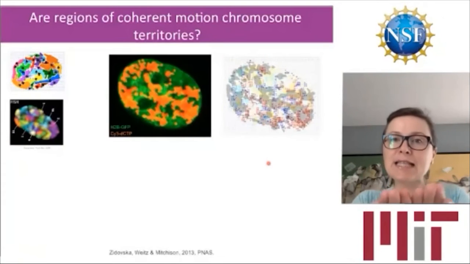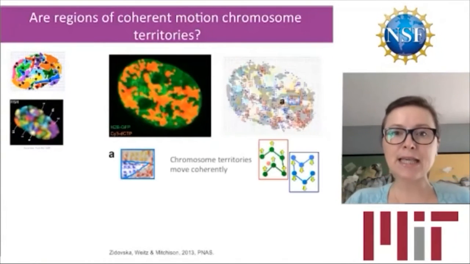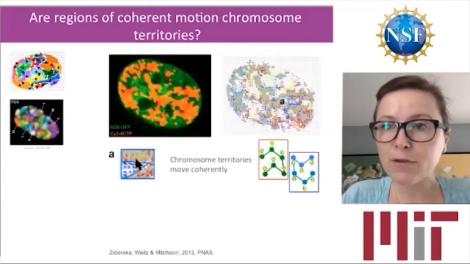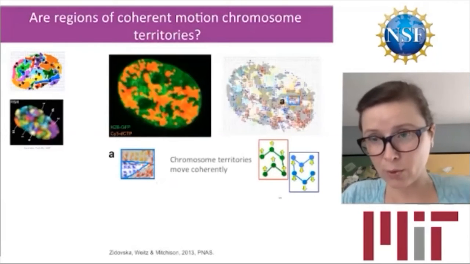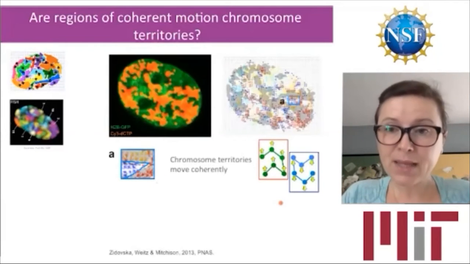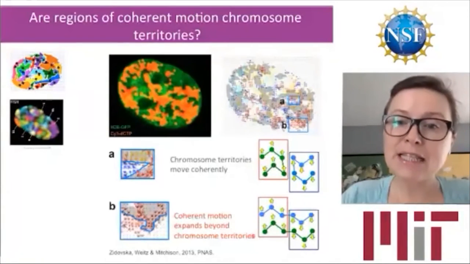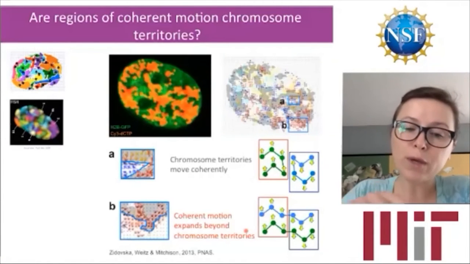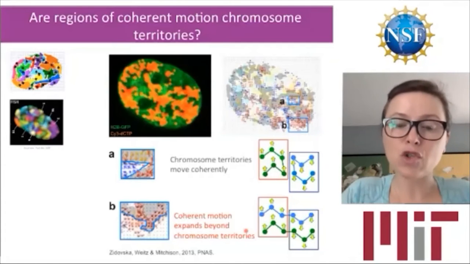We can then analyze exactly these boundaries and motion that we measure and see if these coherent domains correspond to territories or not. Now, in fact, we find situations like this where you would have two territories passing each other. However, that is relatively rare. In most cases, we see that parts of two neighboring chromosome territories actually move together. So the coherent domain spans two neighboring parts.